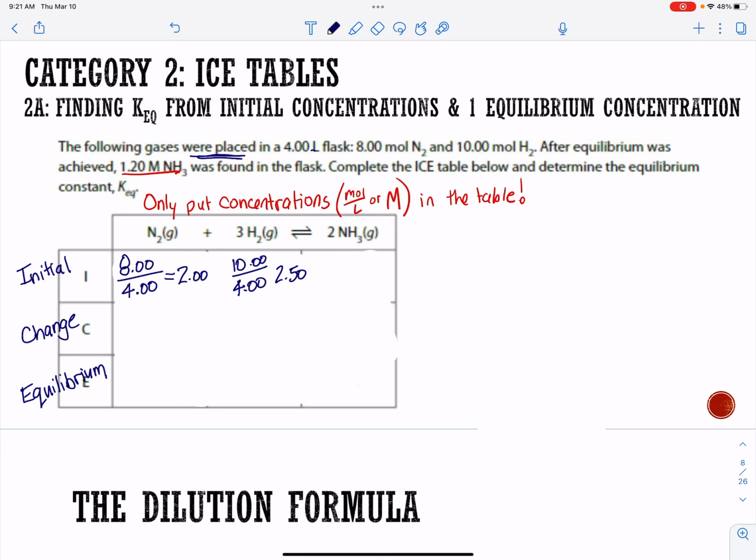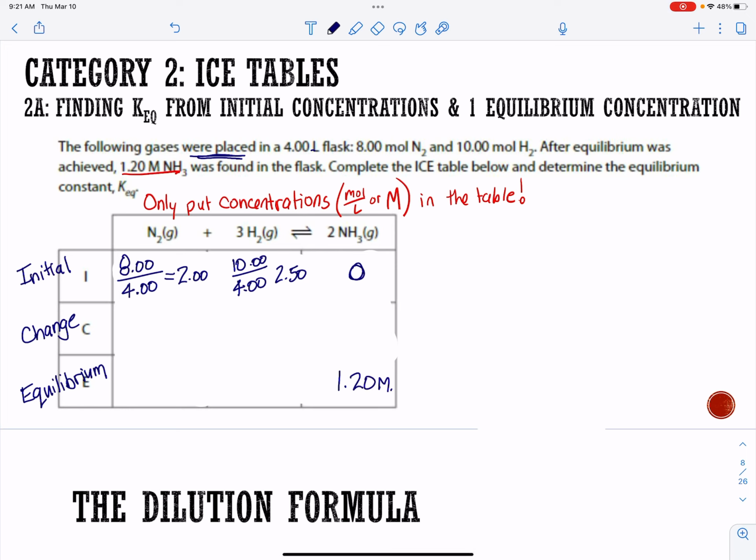Now, at the initial conditions, you'll notice it has not mentioned anything about the ammonia. We didn't put any of it in there to begin with. So we're going to go with the assumption that that starts out at 0. Now it says after equilibrium was achieved, 1.2 moles per liter of NH3 was found in the flask. So I'm going to put that in here as well.